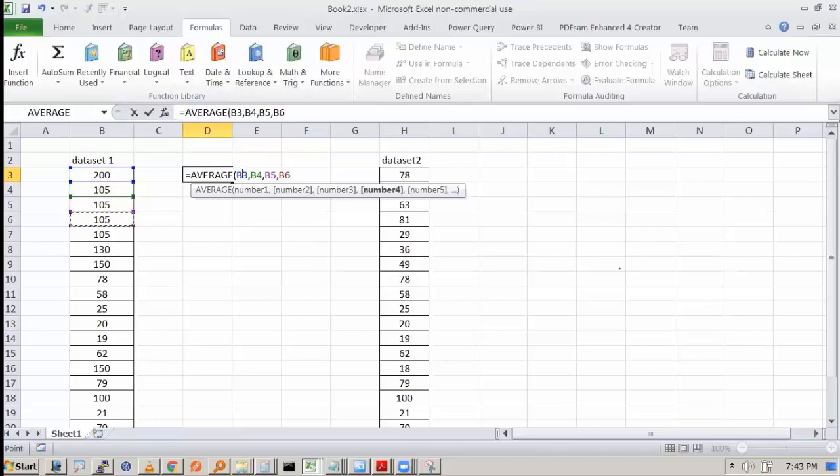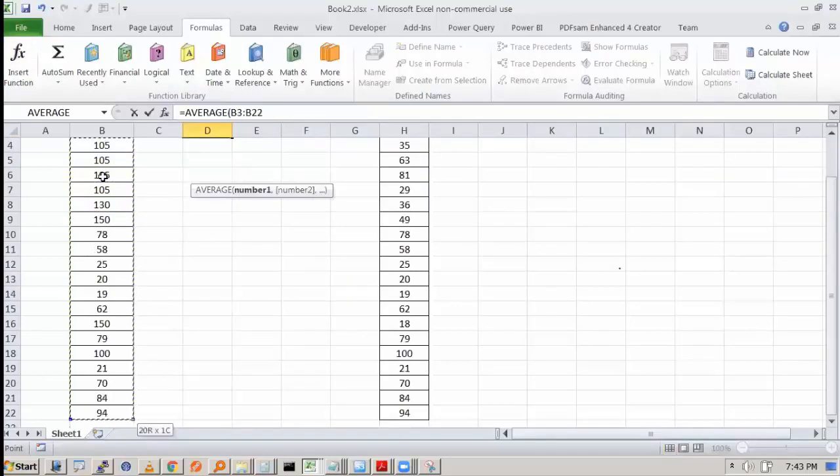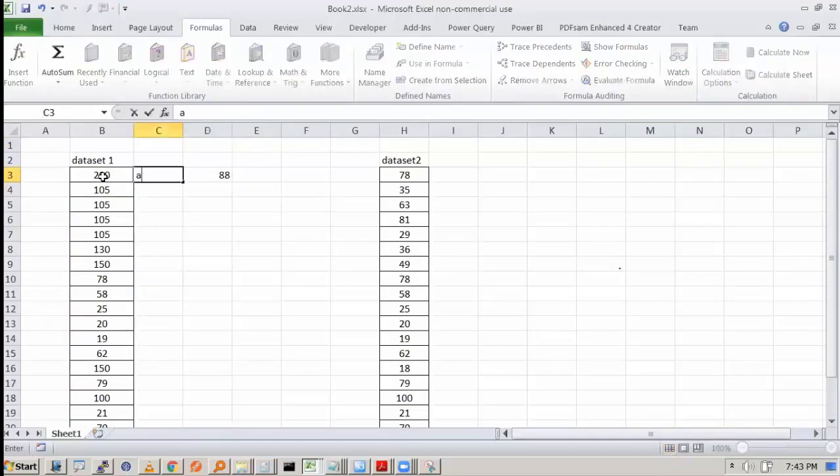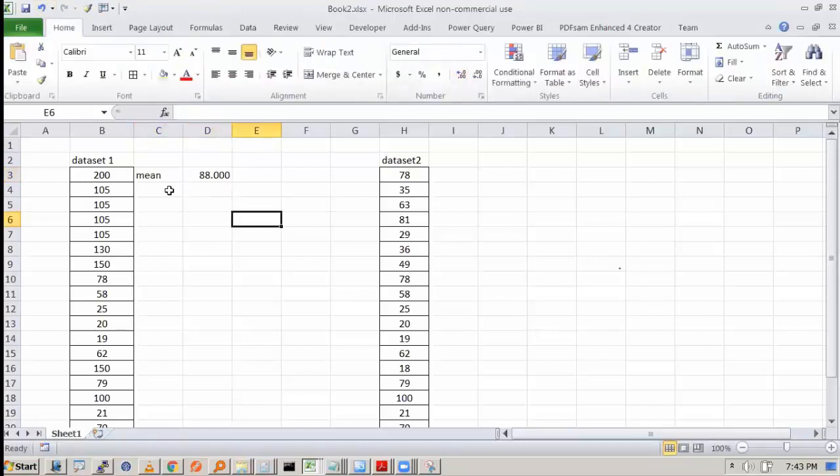So please note that giving a number like this is time consuming. We should not give it. We can give the entire range. Control Shift down button will cover the entire range, and we get the average. So this is your mean, and you can increase the decimals of this. So this is the mean.